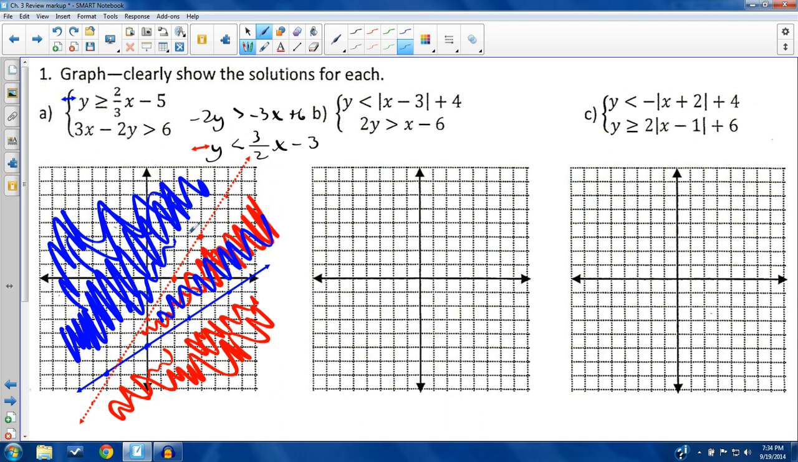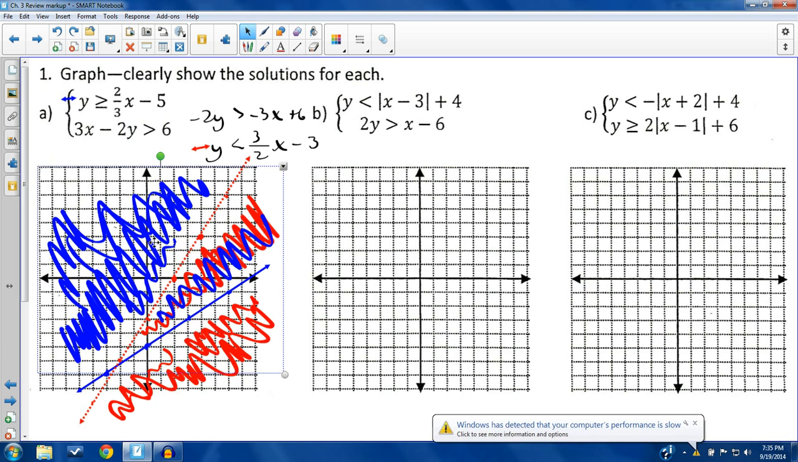Your answer to this is the intersection for which everything is shaded in both regions. I'm sorry, for both inequalities. Plus, perhaps, if these lines intersected and they were both solid. Now, they're not both solid. This one's dotted, so that intersection point is not a solution to this. But everything inside here, follow my cursor, everything inside here is a solution for both inequalities.